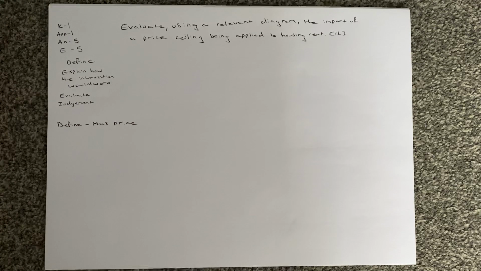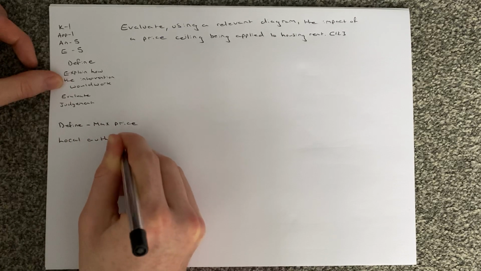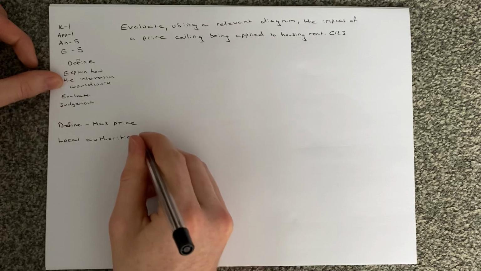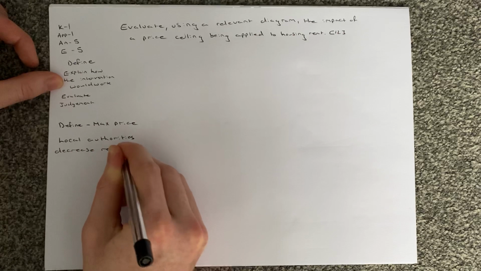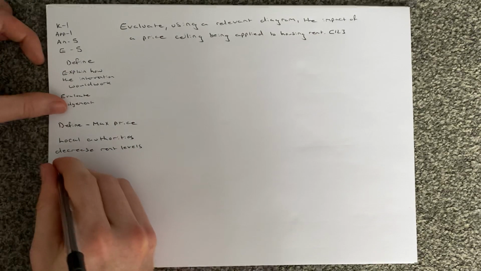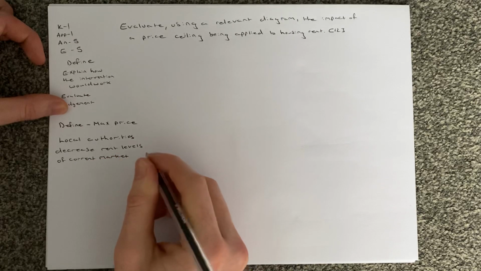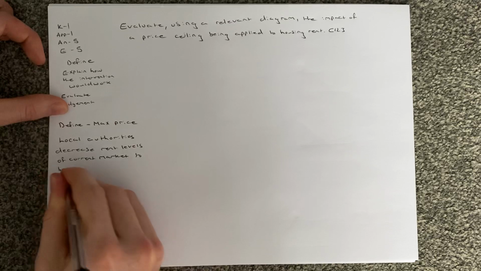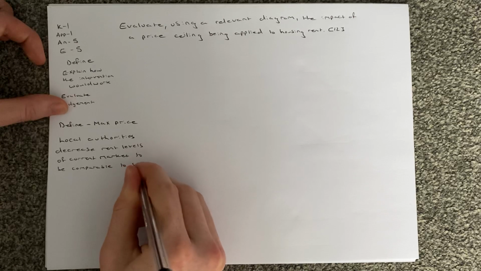So the case study was specifically focusing on rent controls, and what it suggested the UK might wish to do is it might wish that local authorities would decrease rent levels of the current market to be comparable to social housing.